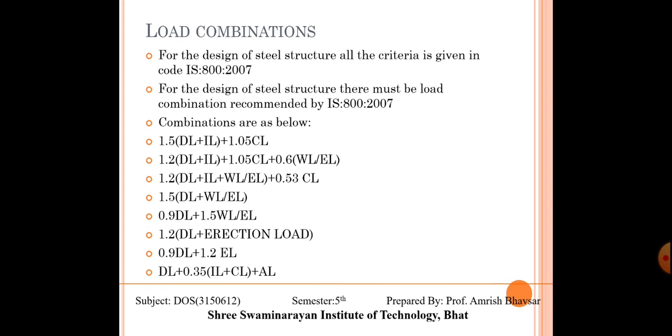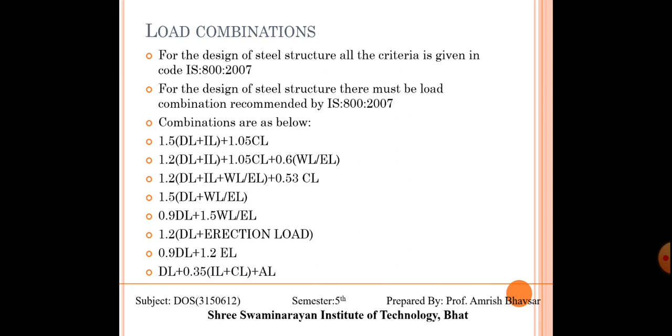Now, for the design of a structure, the structural engineer must combine these loads for the design of particular elements. There are load combinations given in IS 800-2007. Now, what is IS 800? IS 800 is the specific code for the design of steel structures, which was modified recently in 2007. For the design of steel structures, there must be a load combination recommended by IS 800-2007. Load combinations are given below.